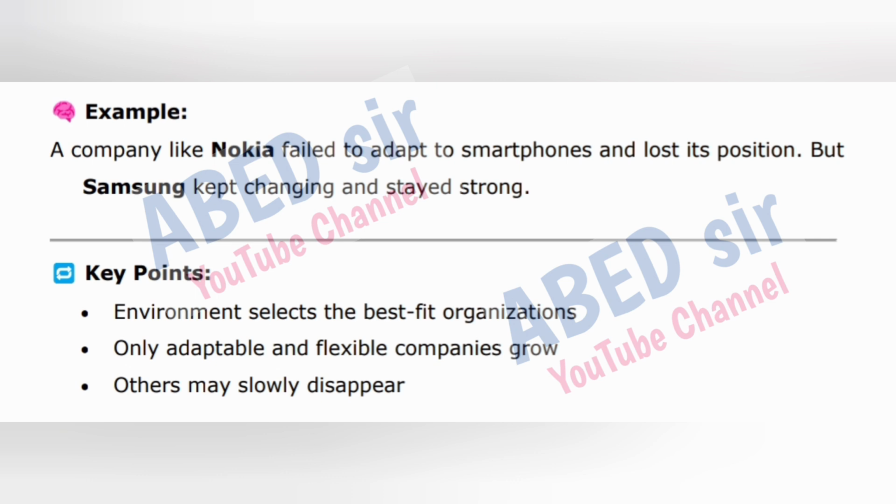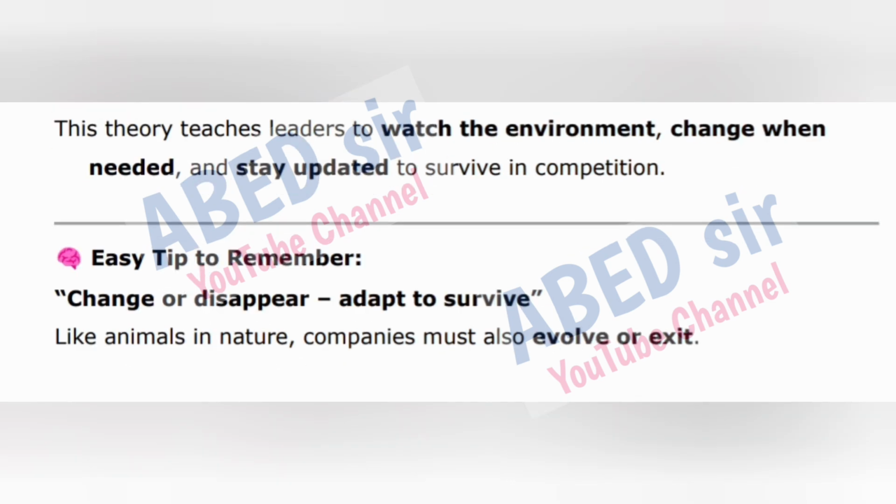Only adaptable and flexible companies grow. Others may slowly disappear. This theory teaches leaders to watch the environment, change when needed, and stay updated to survive in competition. Easy tip to remember: change or disappear, adapt to survive. Like animals in nature, companies must also evolve or exit.